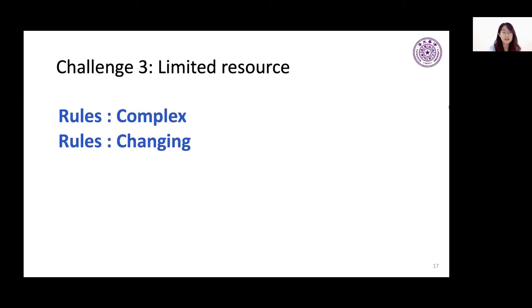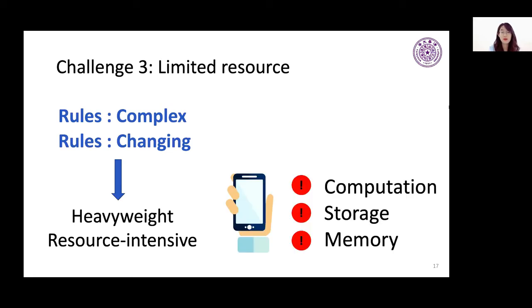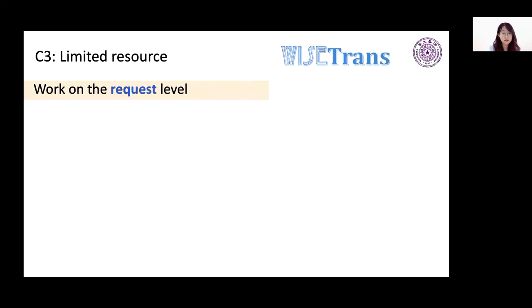The complex and changing rules may make the applications more heavyweight and resource-intensive. While for mobile web service, there is not enough computation resource, storage, and memory on the mobile devices, which makes it much more challenging to deploy. Considering the limited resource on the mobile device, we carefully design the proper operating granularity of the protocol switching algorithm. We consider three kinds of granularities.